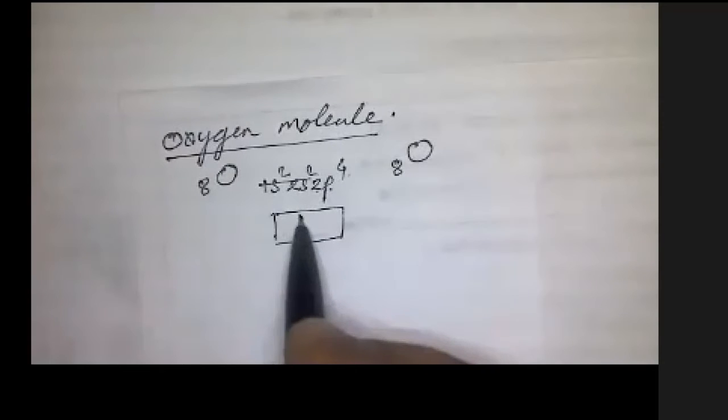So how does it overlap? For that, the electronic configuration: 8 means 1s2, 2s2, 2p4 (4, 5, 6, 7, 8). So altogether 8. Out of this, the filled part we don't need. What we need is 2p4. So p means this one. Okay, I can draw. P is this. This is px, py, pz. It is 2p.